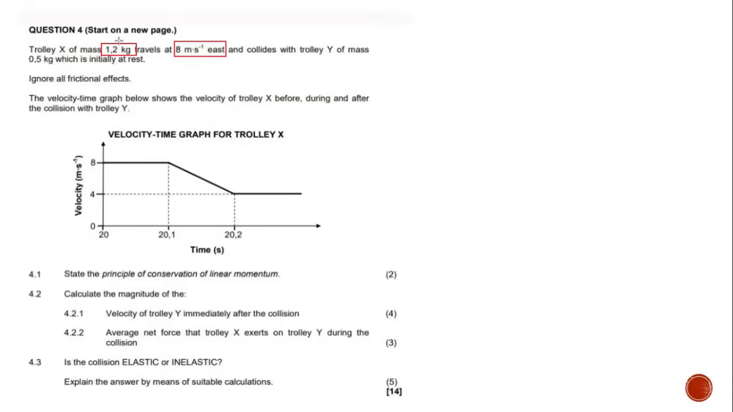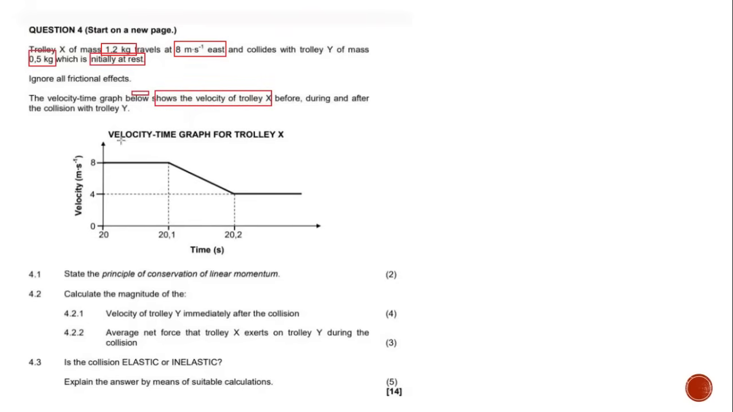Then trolley X of mass 1.2 kg travels 8 meters per second east and collides with trolley Y of mass 0.5 kg, which is initially at rest. At rest means that it is stationary. Ignore all frictional effects. It is an isolated system. The velocity time graph below shows the velocity of trolley X before, during, and after the collision with trolley Y. Note that it shows the velocity of trolley X.